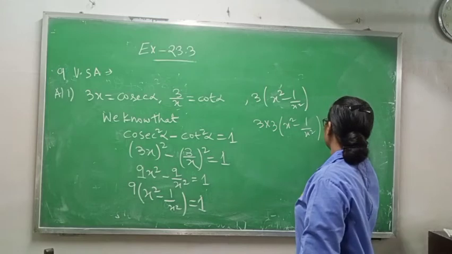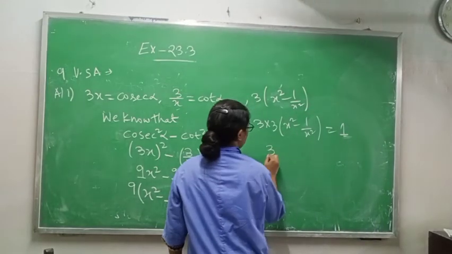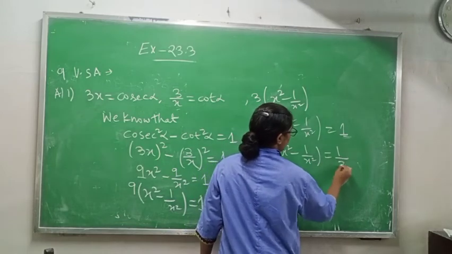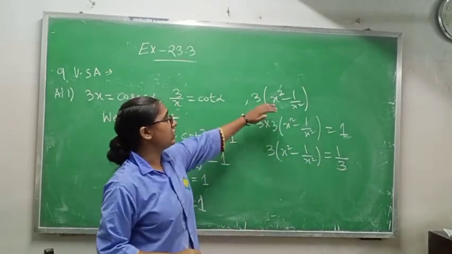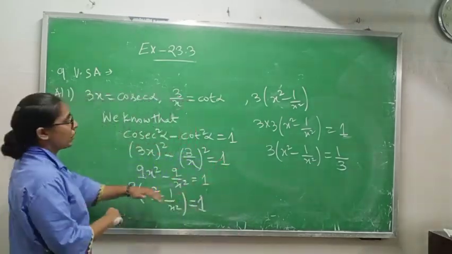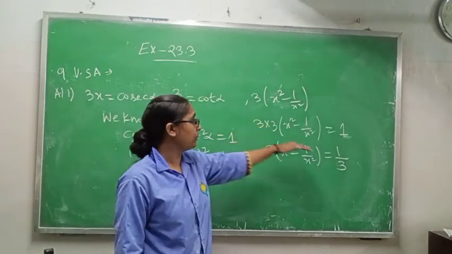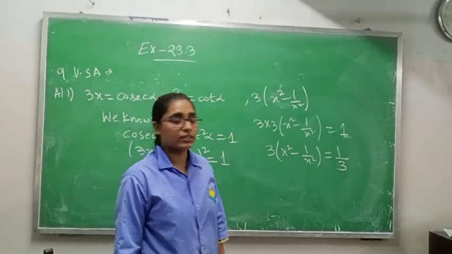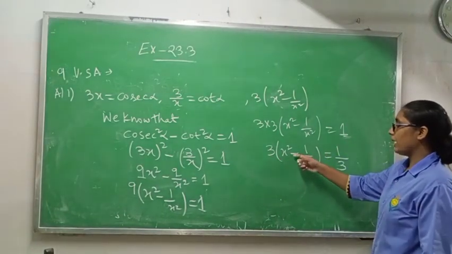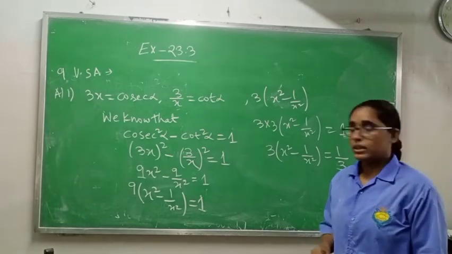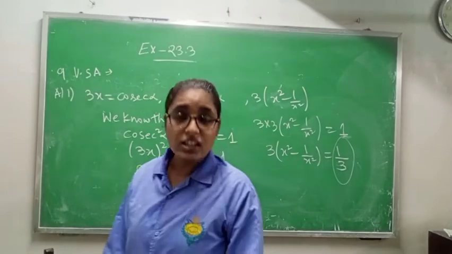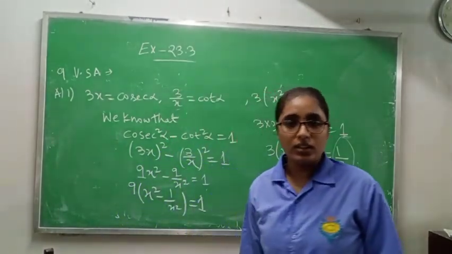Now 1 three will come down, it will become 3x square minus 1 by x square equals 1 by 3. Understood? Why? Because we need the value of 3x square minus 1 by x square, and here we have 9. So I am breaking this 9 into 3 times 3, 1 three I am taking down and 1 three I am keeping as it is. So this one is your value. So which option will be correct? C option will be correct. Okay. Complete this one.